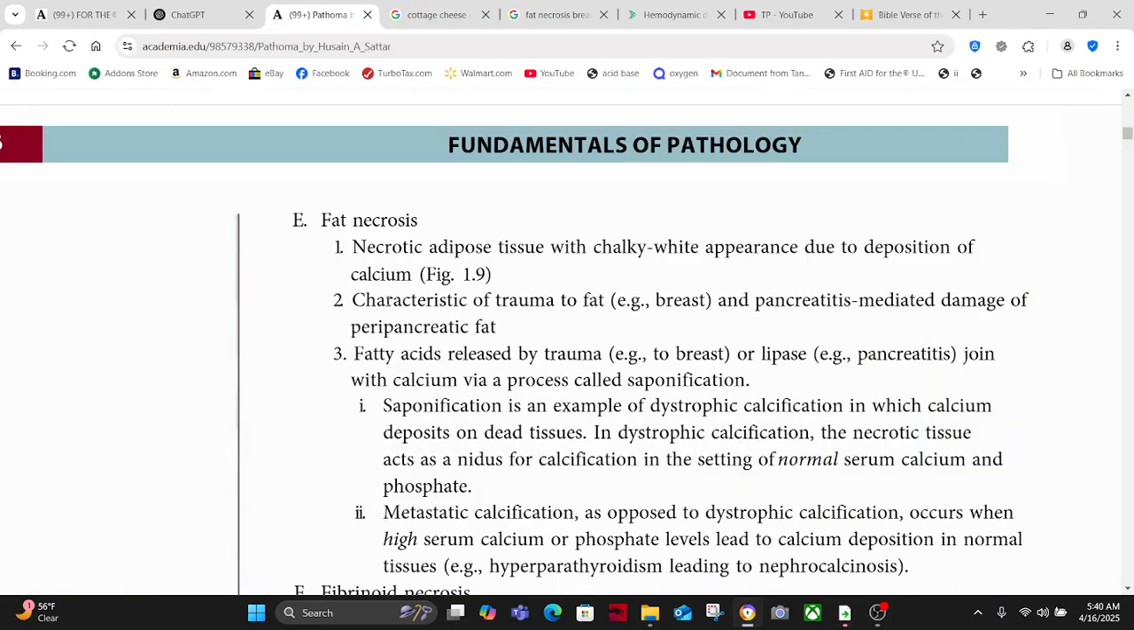So here, fat necrosis is when fat dies and fatty acids are released, and these fatty acids bind to the calcium, and this is known as saponification.